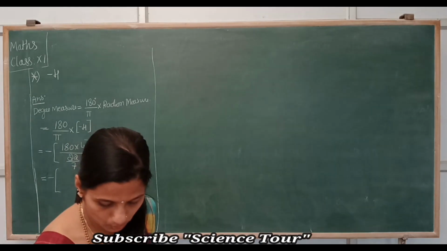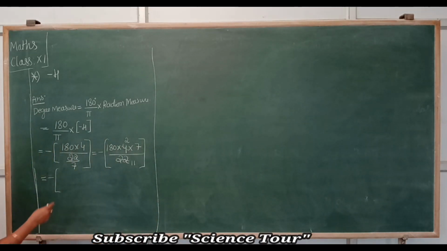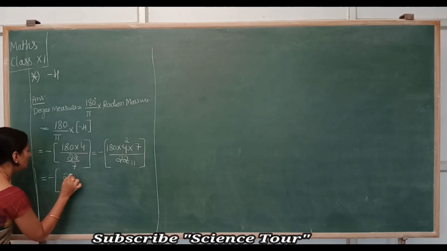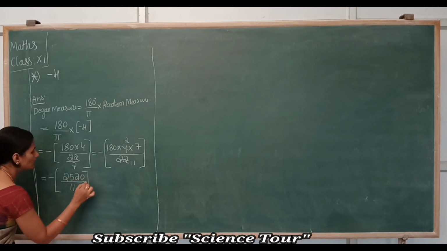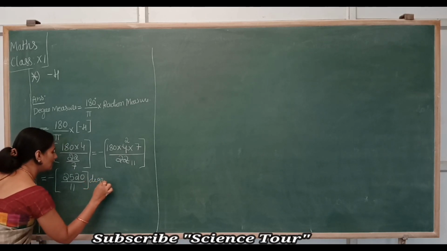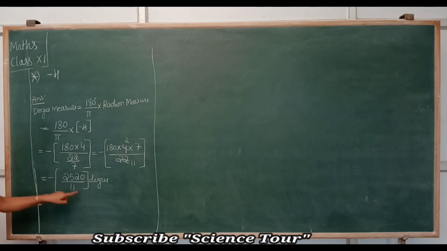180 into 7 is equal to 2520. 2520 divided by 11. So what is this? This is degree, correct? So now minus 4 radian is equal to how many degrees?